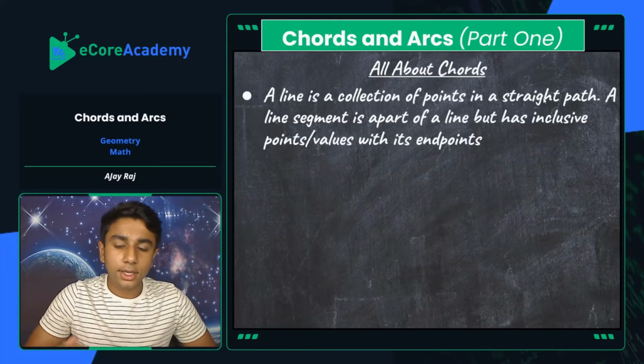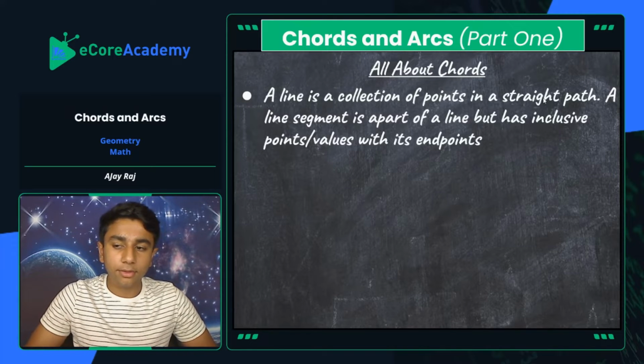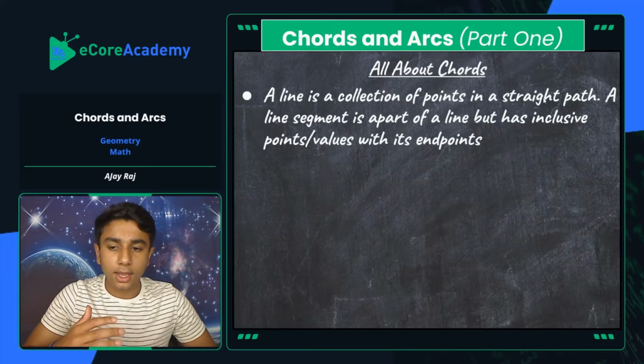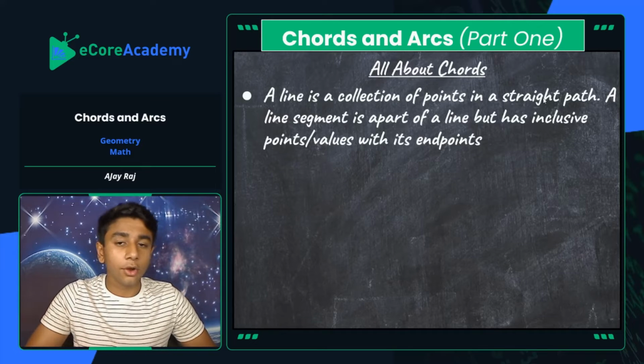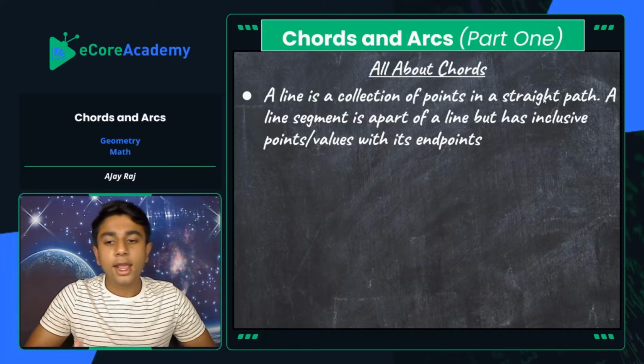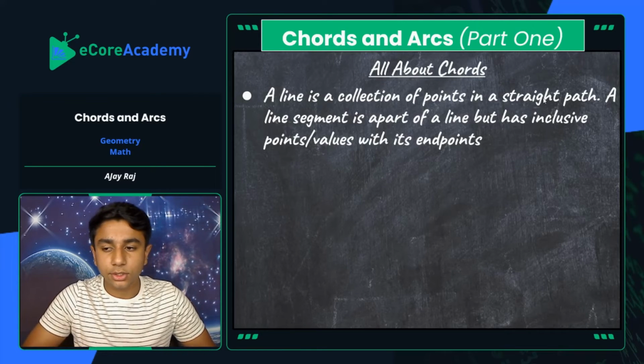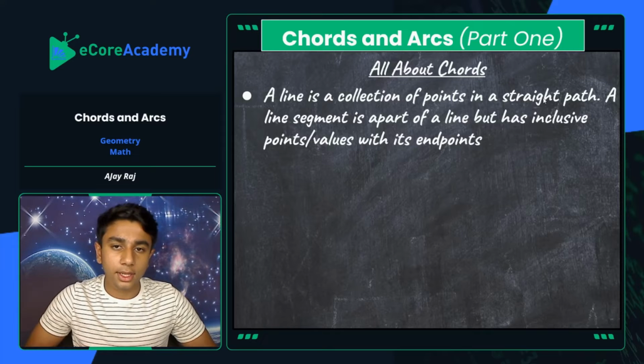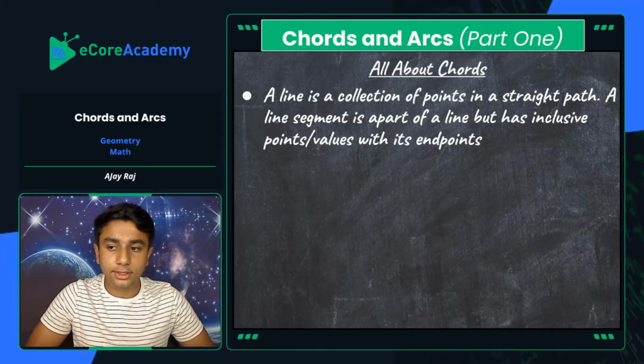A line is a collection of points in a straight path. We know that because a line has no curvature to it, and it's a one-dimensional figure that goes in a straight path, and it goes on for an infinite amount of length, so you cannot calculate its length, and its endpoints are non-existent.